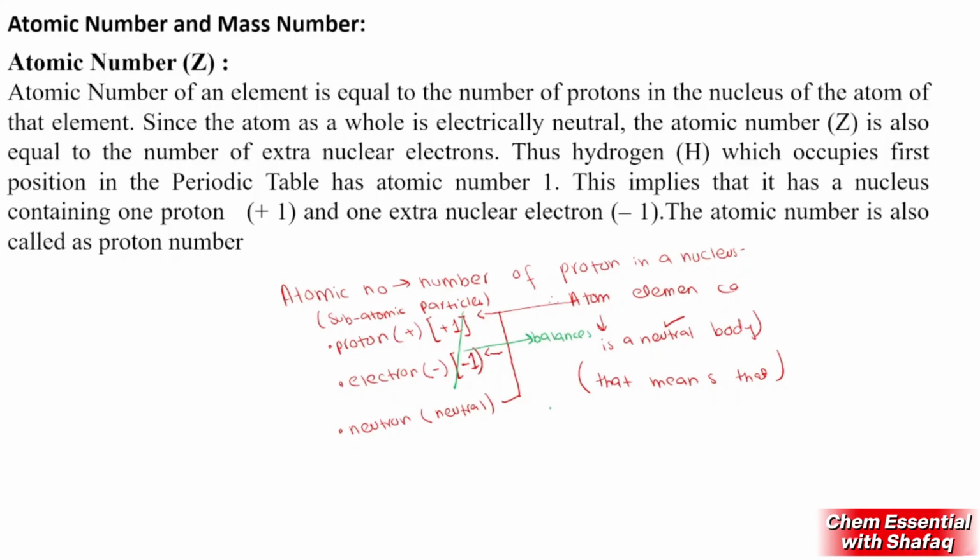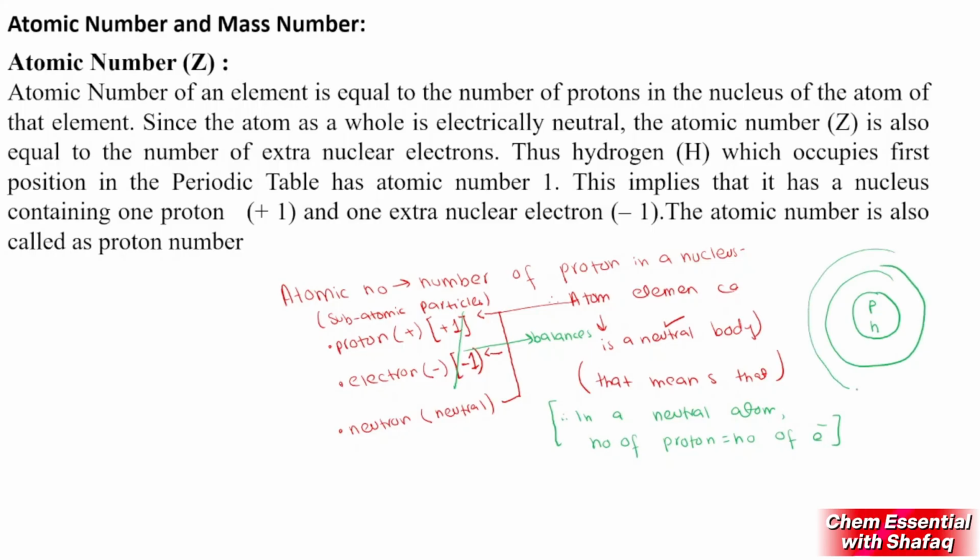Okay, what does this mean? In a neutral atom, the atom that is electrically neutral, the number of protons is equal to the number of electrons. Now we know that the protons and neutrons are present inside the nucleus, and around the nucleus there are shells where different electrons reside. So we use the term extra nuclear electrons for this.